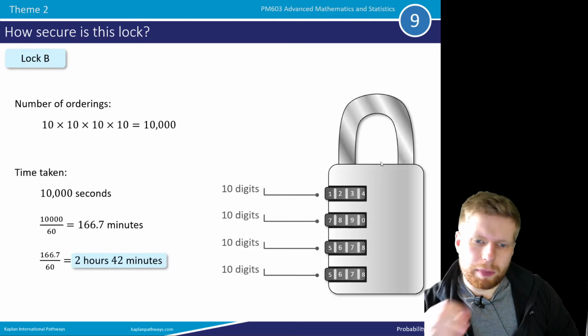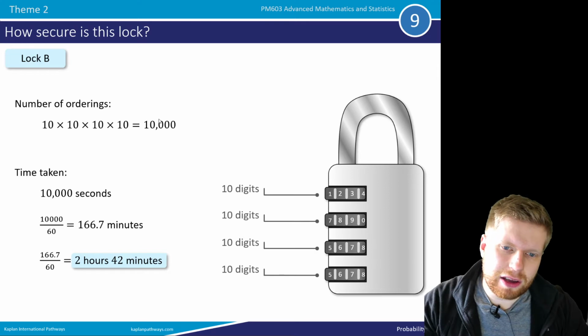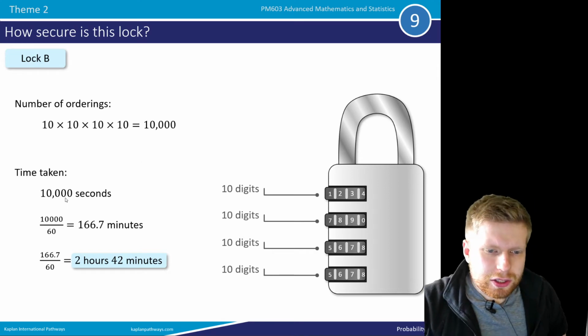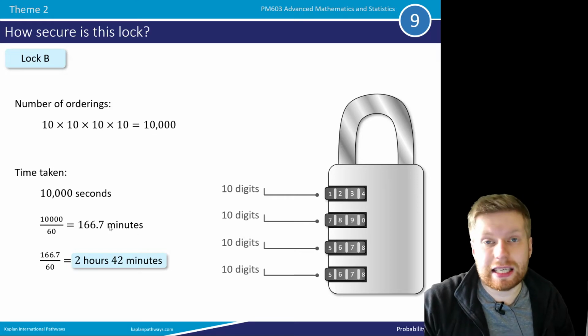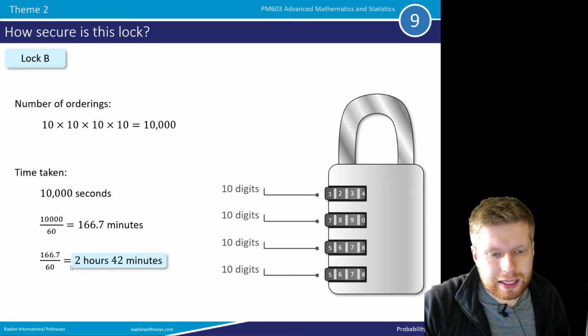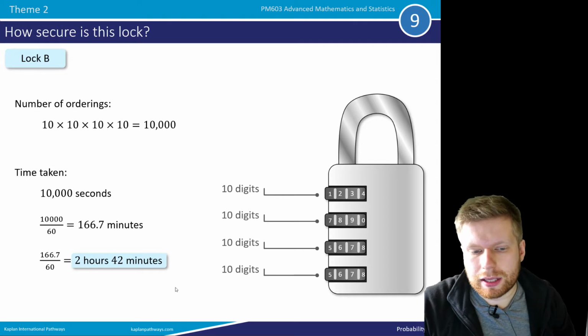Now, if you do the same for lock B, well, we've just established there's 10,000 different possible orderings for lock B. So what's 10,000 seconds? Well, it's 166.7 minutes. And you divide that by 60 again, you get 2 hours, 42 minutes, okay?